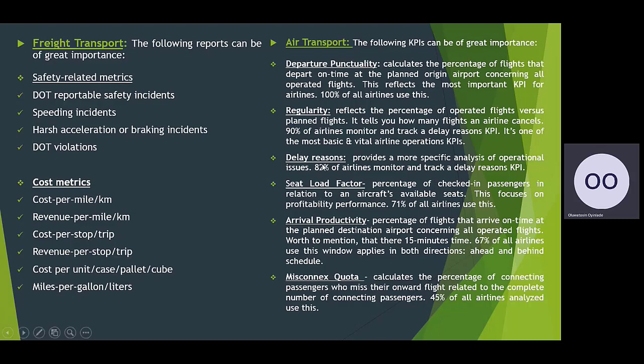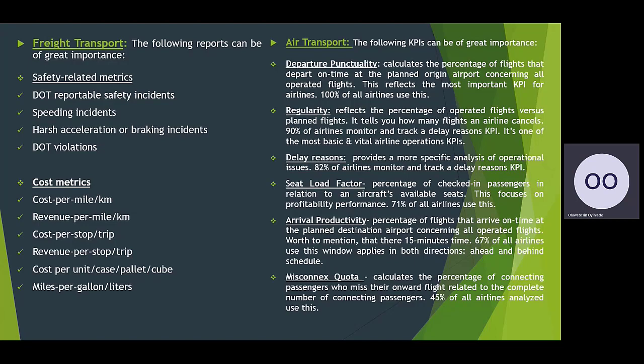Then seat load factor. This is the percent of checked-in passengers in relation to an aircraft's available seats. Maybe an airline is supposed to take a certain number of passengers. How many was it able to carry? That's the seat load factor. This KPI focuses on profitability performance, and 71% of airlines use this.